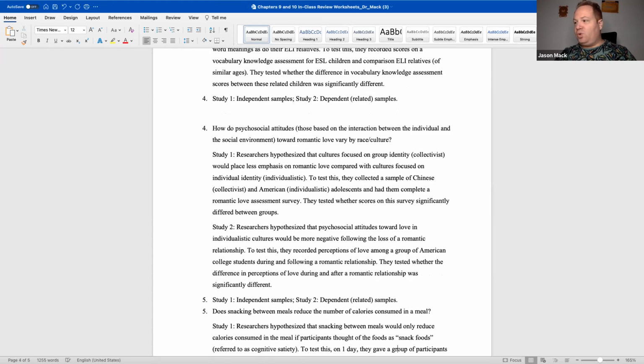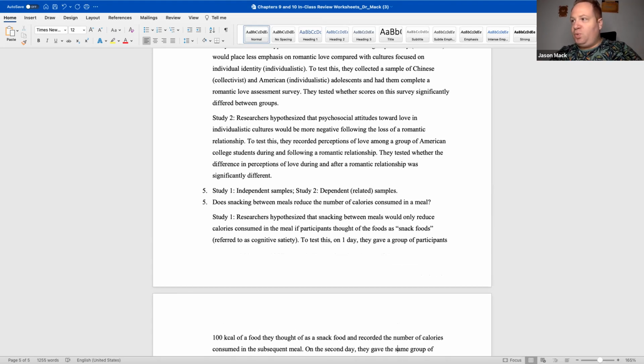And then our last one here is, does snacking between meals reduce the number of calories consumed in a meal? Study 1, researchers hypothesized that snacking between meals would only reduce calories consumed in the meal if participants thought of the foods as snack foods, referred to as cognitive satiety, like satisfaction. Clearly, I don't say that word real great.